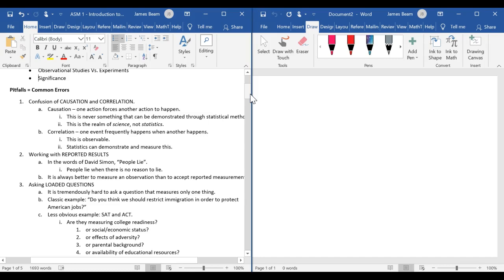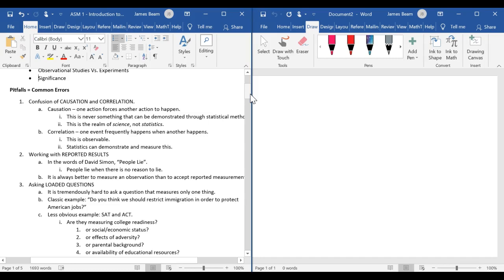Another pitfall is working with reported results. David Simon, the Wire guy, has a great quote that one of the rules of police work in Baltimore is that people lie. People lie when they don't have to lie. They lie for whatever reason.